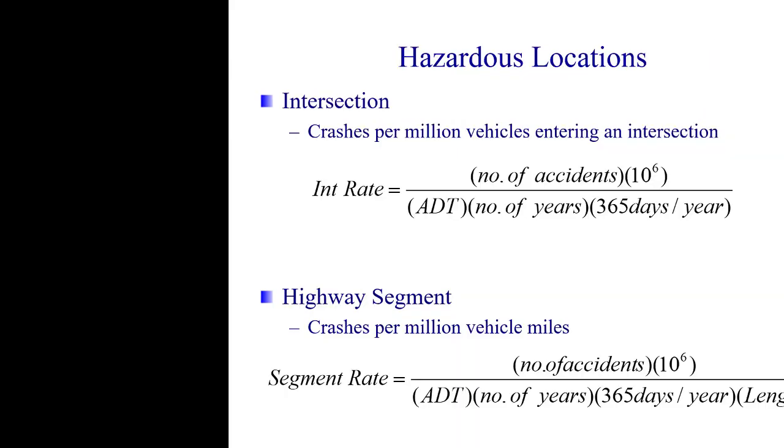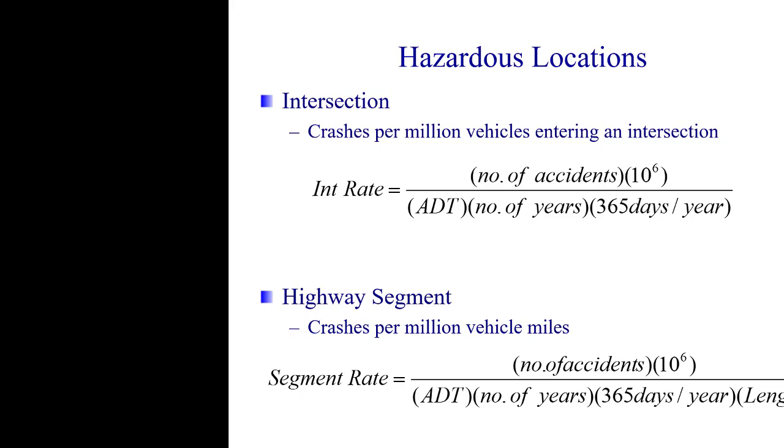The next topic that we're going to talk about is hazardous locations and safety. For intersections, you use crashes per million vehicles entering an intersection. So the intersection rate equals number of accidents times 10^6 divided by the ADT, number of years, 365 days a year. And that will get you crashes per million vehicles entering an intersection.